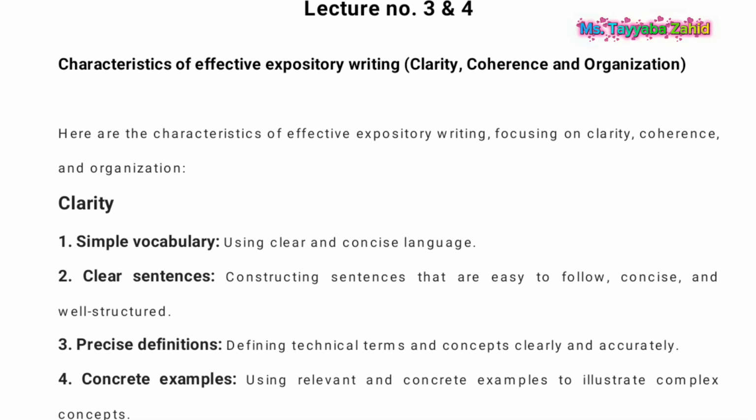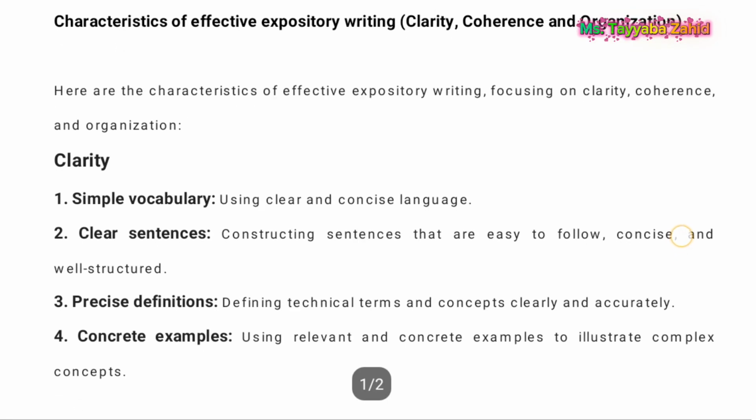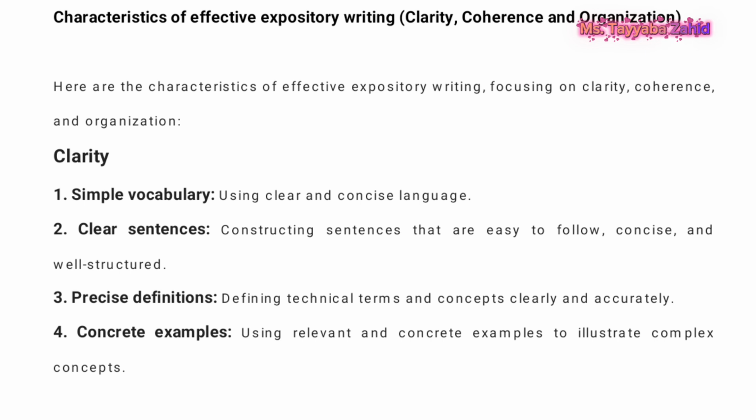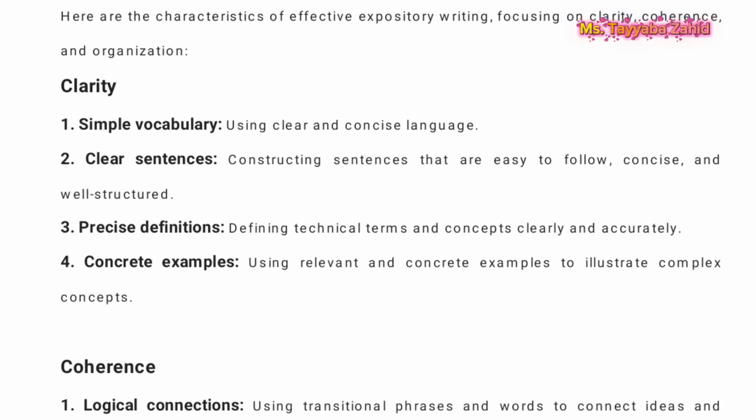So let's see. There are the three highlighted characteristics of expository writing: clarity, coherence, and organization. Here are the characteristics of effective expository writing, focusing on clarity, coherence, and organization. Basically, these are the three things which you have to keep yourself tied with during your expository writing. Okay, number one is clarity.